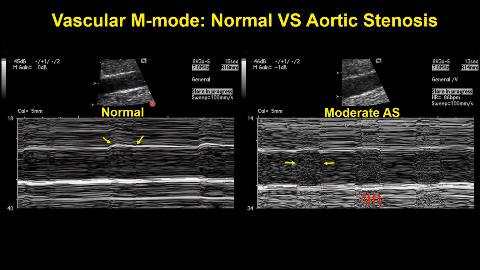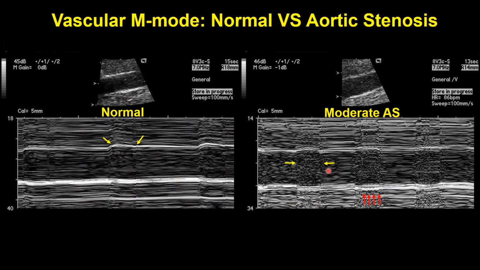So this is a vascular M mode. We're using minimum depth and maximum magnification. In a normal, we see this nice brisk upstroke. There's some acceleration we see here. There's the early diastolic flow reversal we see here. And we see these lovely horizontal lines showing us how the blood is flowing.